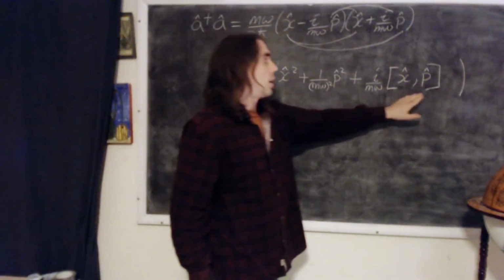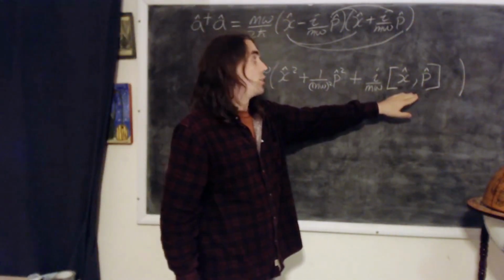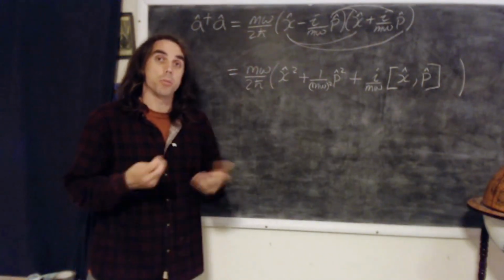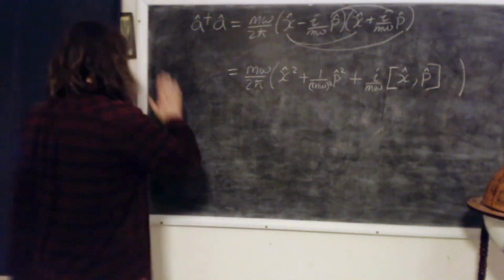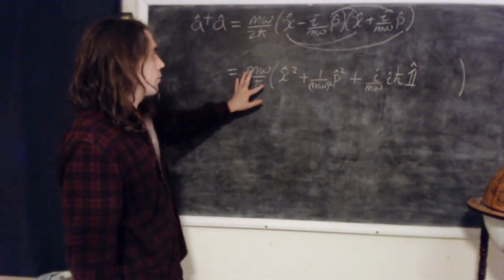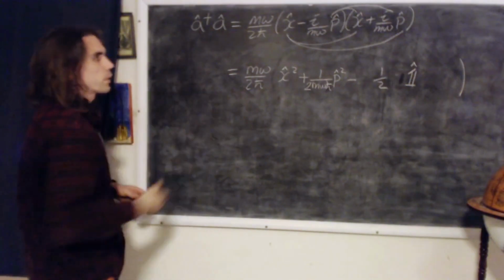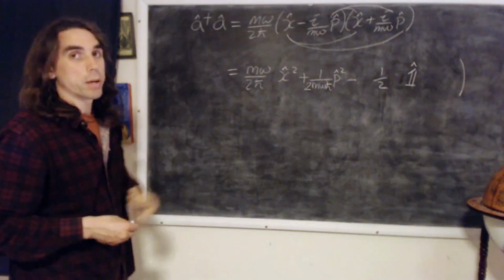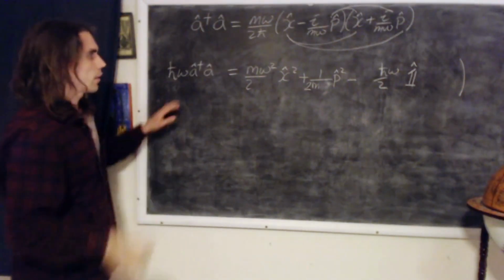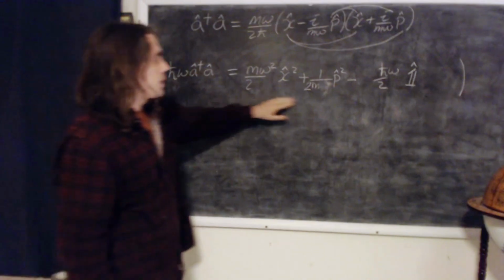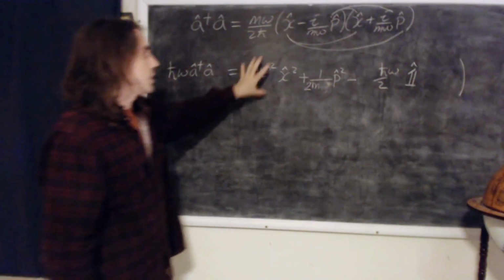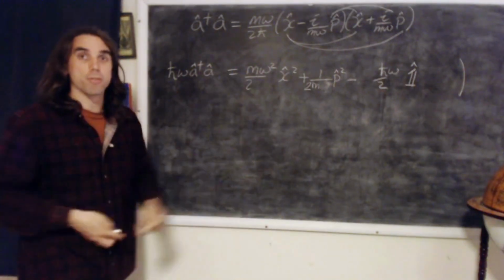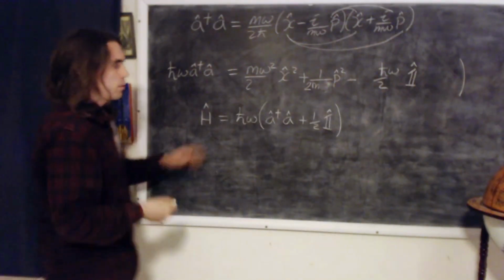But we know that by definition our canonical commutation relation is that the commutator of x and p is i h bar multiplying the identity operator, and so multiplying through we find the result. Multiplying both sides by h bar omega, we find this. So this bit is just our time-independent Schrödinger equation. This is our Hamiltonian. We've got this extra term added here. So rearranging a bit, we find the following result for our Hamiltonian.